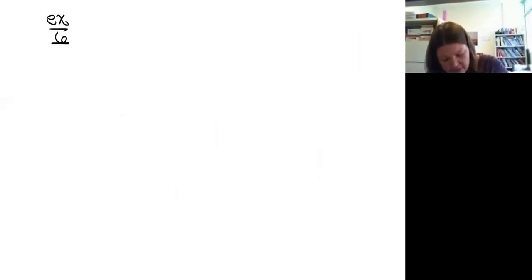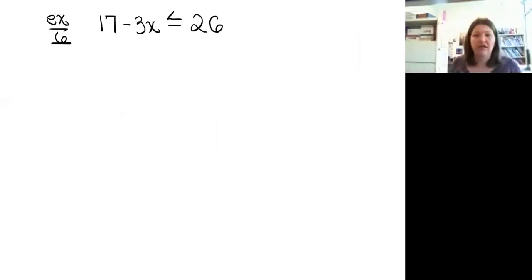My example 6, I have 17 minus 3x is less than or equal to 26. A lot of students look at this and think it's just a simple two-step inequality, it must be just like a simple two-step equation. Almost, but look at what happens. Now there's two numbers hanging out with x that I need to get rid of. There's a 17 and there's a -3. Which one am I going to get rid of first?